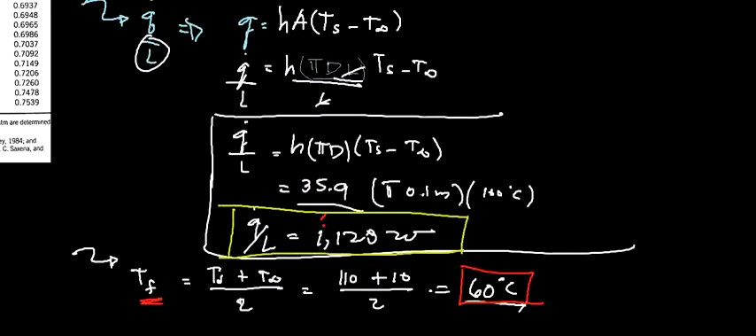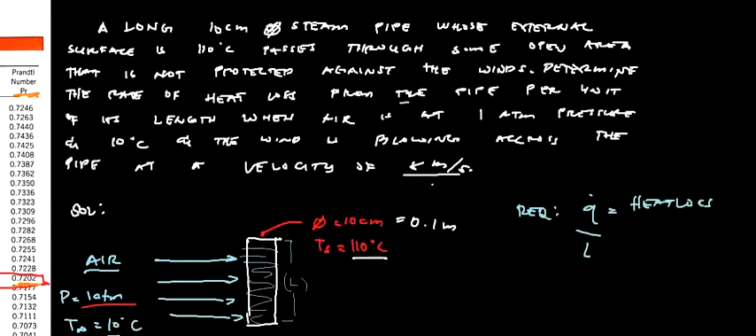Okay, so that's all. So that is all about convection heat transfer in an external flow at a cylindrical surface. Okay, so thank you so much.